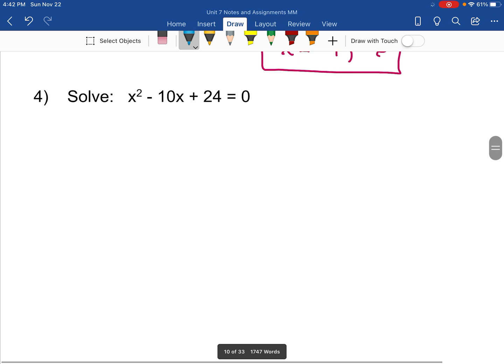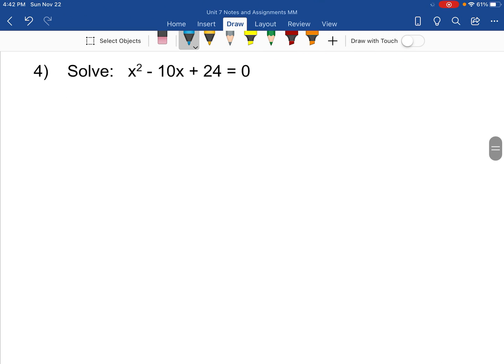It says solve x squared minus 10x plus 24 equals 0. So notice the difference here. I did not give you blanks to fill in. This is what we want to ultimately get to. We want to get to the point where you can do the quadratic formula without blanks, all right? So one thing I like to do is write it. Okay, x is negative b plus or minus square root b squared minus 4 times a times c all over 2a.